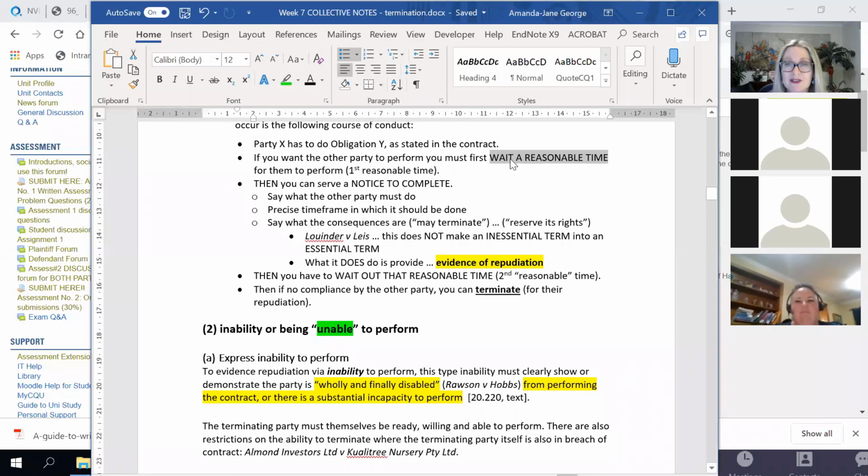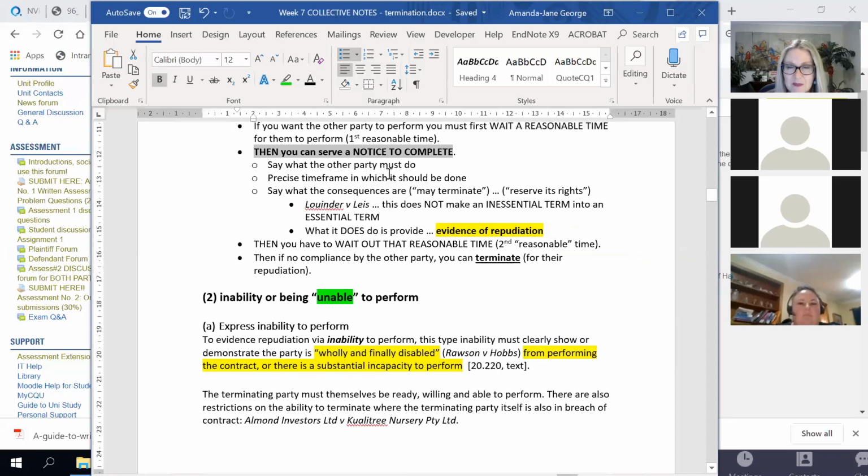Okay, wait that first reasonable time, and after a reasonable time has elapsed, you can serve a notice to complete. But even then, no, you cannot terminate immediately. What you must do is say what the other party has to do. You have to put in a time frame that they have to do it. And then you have to say what the consequences are. Two more magical phrases: may terminate. And another one: reserve my client's rights. Okay, have a look at Luinda and Lace for that.